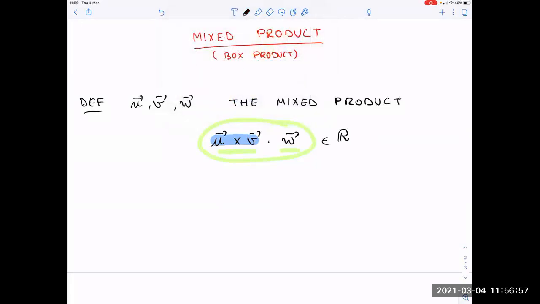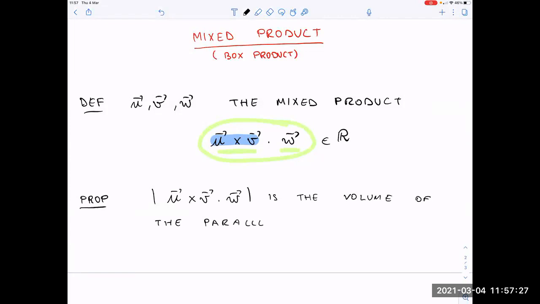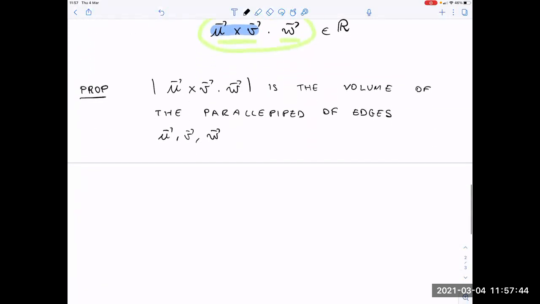Okay, so here is the proposition. The proposition says that the absolute value of the mixed product is the volume of the box, which we call parallelepiped, of edges U, V, and W. So what do we mean by this?